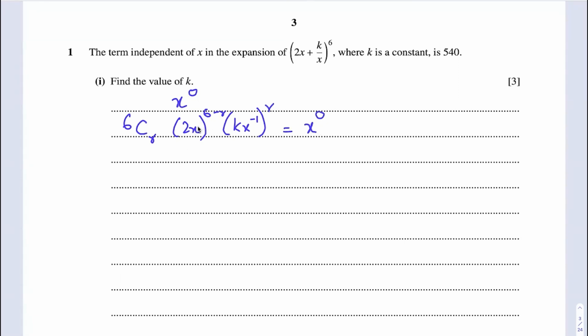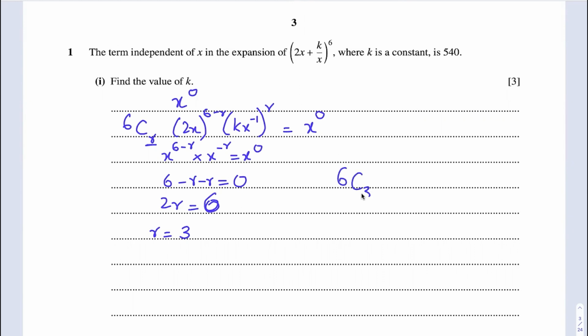So we can just compare the powers of x to get the value of r that will give us the constant term. So this will become x to the power 6 minus r multiplied by x to the power minus r is equal to x to the power 0. Comparing the powers, we have 6 minus 2r is equal to 0. 2r is equal to 6. So r is equal to 3. So we know that 6C3 will give us a term which will cancel out the x.